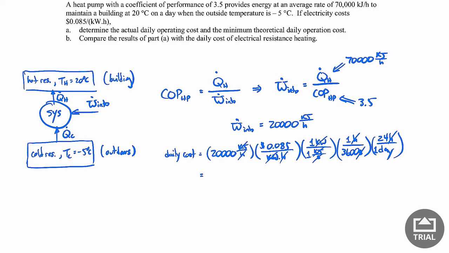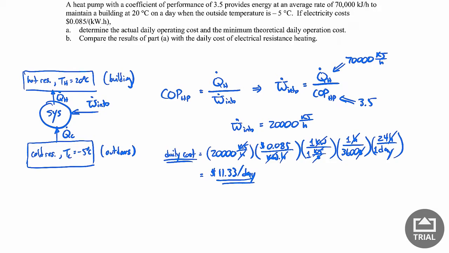And if you work out the numbers for this, this comes out to be $11.33 per day. So that's our daily cost. So what we've done is the first part of Part A, the actual daily operating cost. Now the second part of Part A is to determine the minimum theoretical daily operation cost.